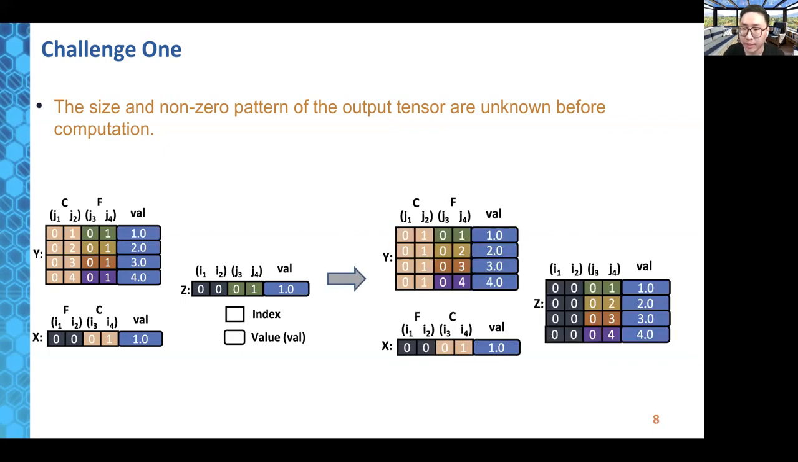However, if indices of values in X or Y change, the size and non-zero pattern of the output tensor also change, though the sizes of the input tensors X and Y remain the same. Now, the size of output tensor J becomes 4. It means that the size and non-zero pattern of the output tensor are unknown before the computation.